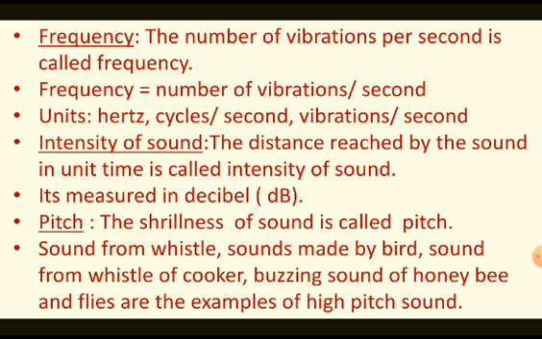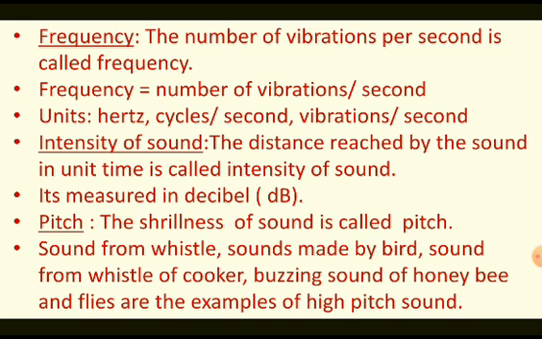The next term is frequency. So the number of vibrations per second is called frequency. When an object is vibrating, the number of vibrations in 1 second is called frequency. And the formula is number of vibrations per second. And the units are hertz, or cycles per second, or vibrations per second.